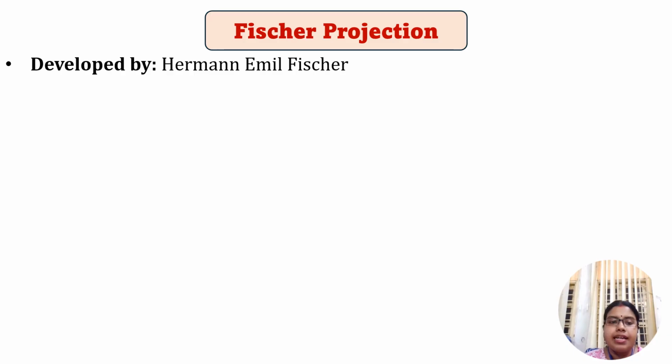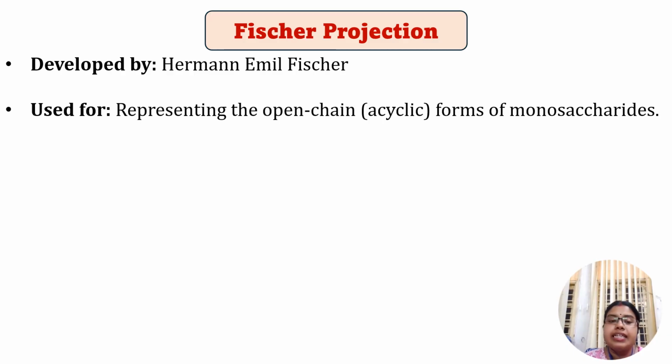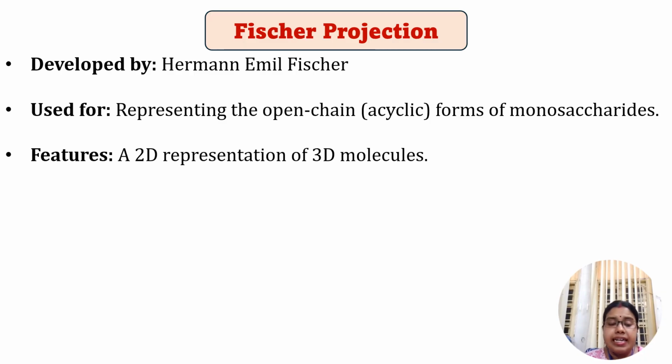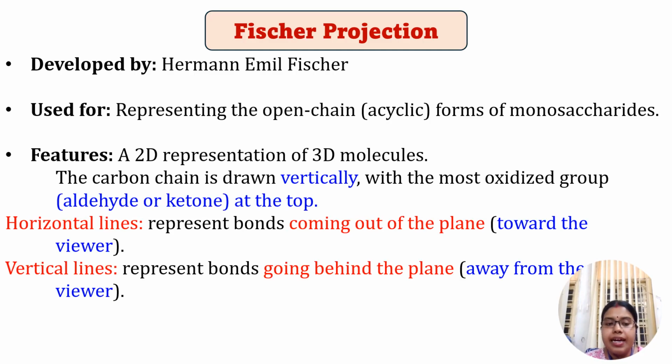It was developed by Hermann Emil Fischer. It is mainly used to represent the open chain structure of monosaccharides. It can represent the 2D structure of 3D molecules. The carbon chain is drawn vertically with the most oxidized group, aldehyde or ketone, at the top, and horizontal lines represent the bonds coming out of the plane, that means towards the viewer, and the vertical lines represent the bonds going beyond the plane, that means away from the viewer.